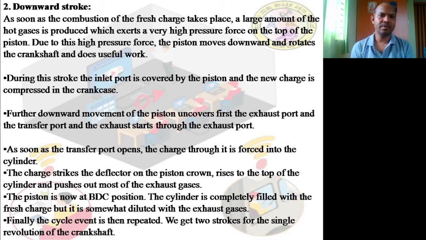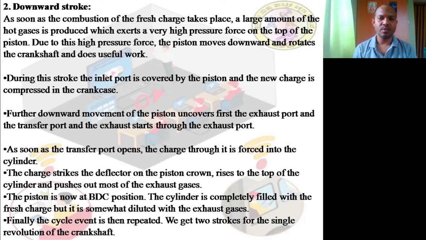Next one is the downward stroke. As soon as the combustion of the fresh charge takes place, a large amount of hot gases is produced, which exerts a very high pressure force on the top of the piston. That means on the top of the piston, what happens? Due to the rapid combustion, it exerts a vertical thrust because of the very high pressure. Due to this high pressure or force, the piston moves downwards and rotates the crankshaft.